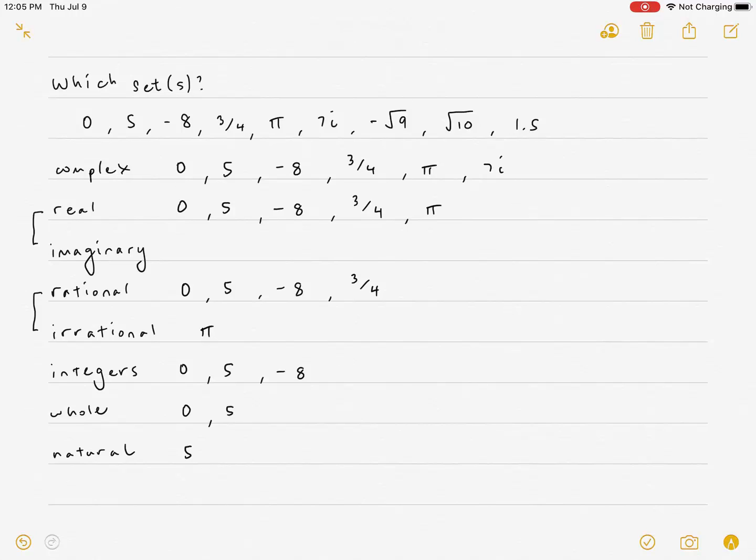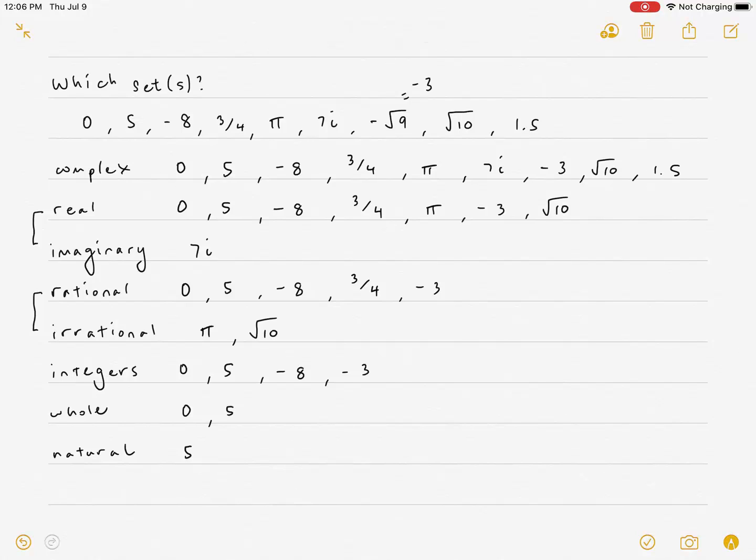7i. 7i is a complex number. It's also imaginary. Negative square root of 9. Negative square root of 9 is the same thing as negative 3. Negative 3 is complex. It is real. It is rational. And it is an integer. Square root of 10. Square root of 10 is complex. It is real. It is irrational. Square roots that do not work out nicely are always irrational.